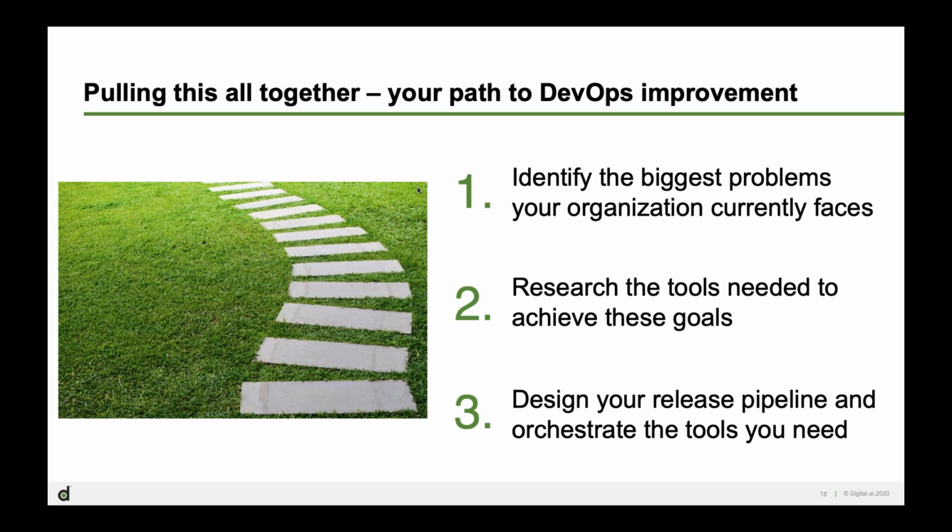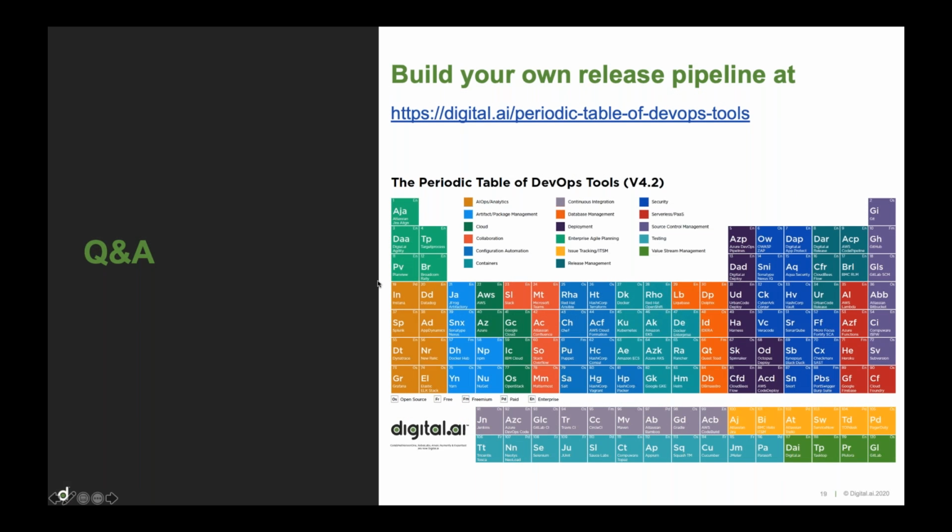And this is where the DevOps pipeline generator and a tool such as Digital.ai release would help you orchestrate your release pipeline end to end. So that essentially wraps up our presentation, and now we'll have an opportunity for some question and answer.